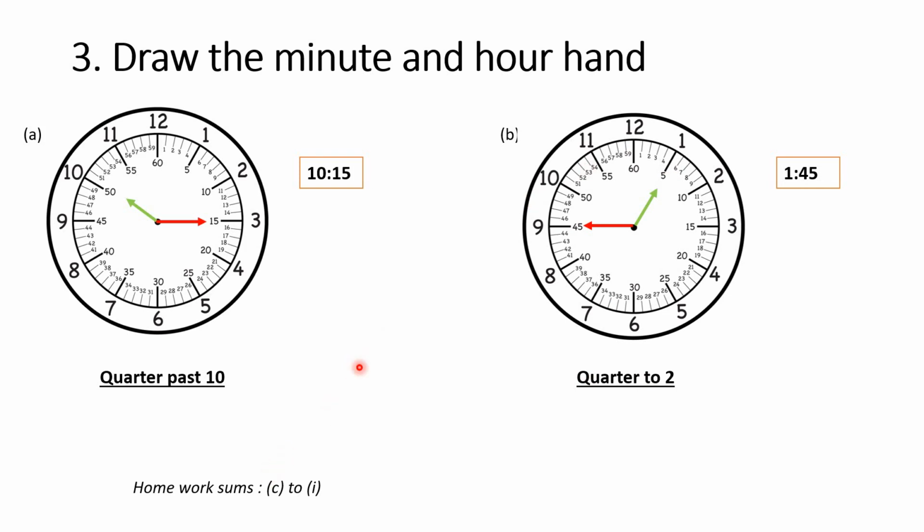So your homework sums for this question 3 is C to I. You have to put the minute and hour hand and you have to also write the time in quarter past or quarter to, whatever it is.